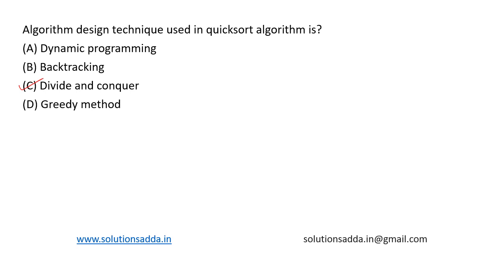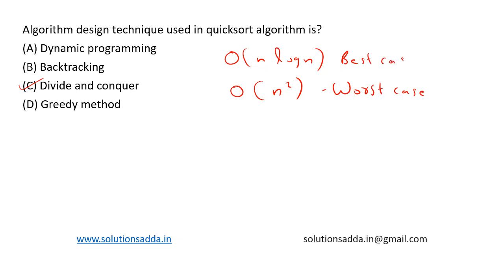And the best case and the average case time complexity of quicksort algorithm is order of n log n, whereas the worst case is order of n square. This is worst case. This is best case. And the case whether it is best, worst or average is determined by the position of pivot element. Pivot element position plays an important role. So correct answer here is divide and conquer.